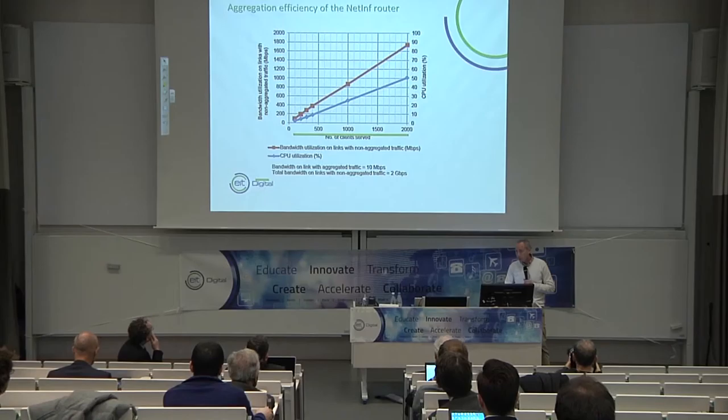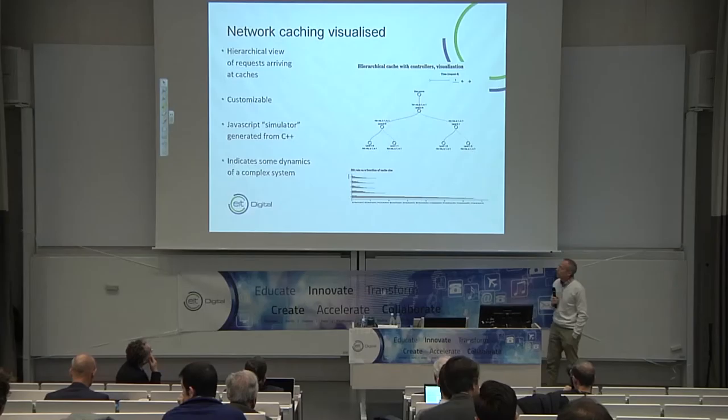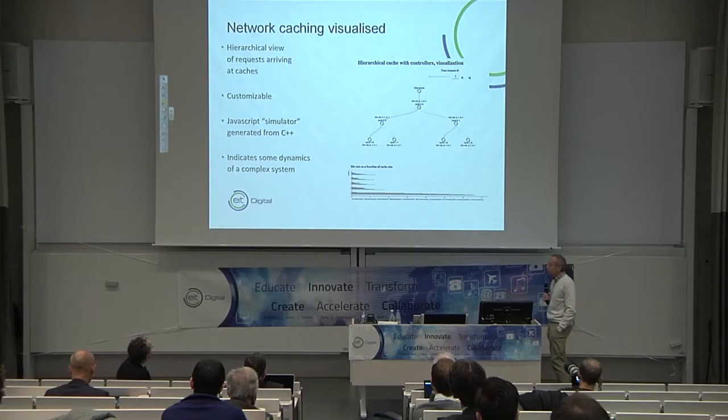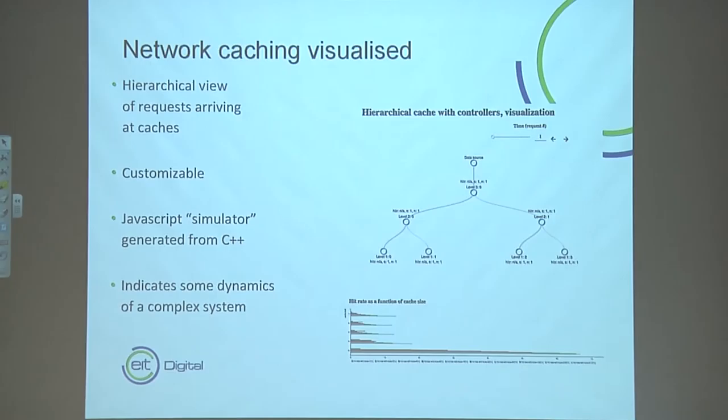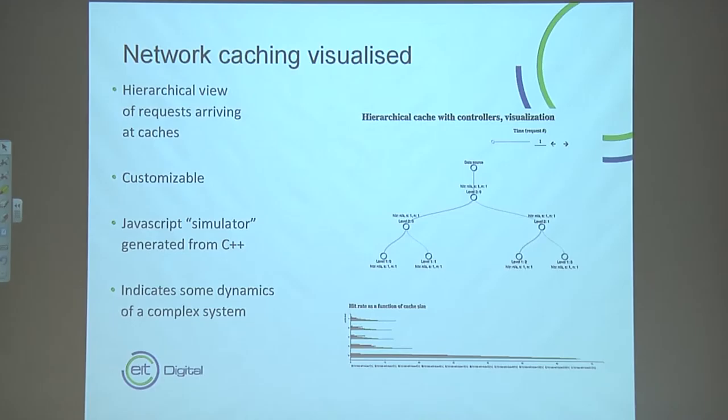Also, I mentioned that network caching is very important for this type of solution, like information-centric networking. So you need to have good caching strategies, and it can be quite hard to understand what is going on. So we built a visualization tool. I won't go into detail on how it works, but it builds hierarchical views of the requests arriving at the caches, and we will demo this, as well as the live video app, tomorrow at the demo sessions.